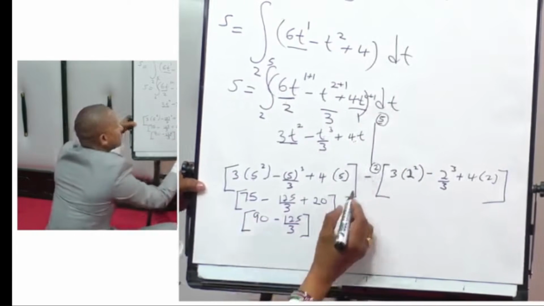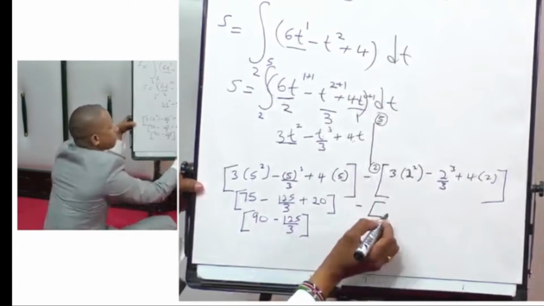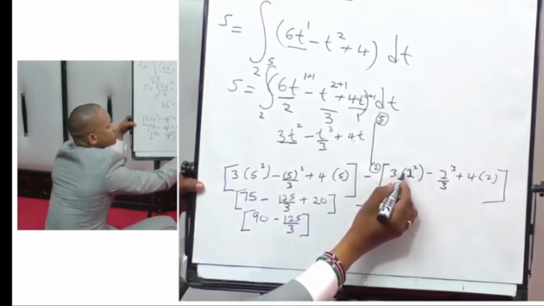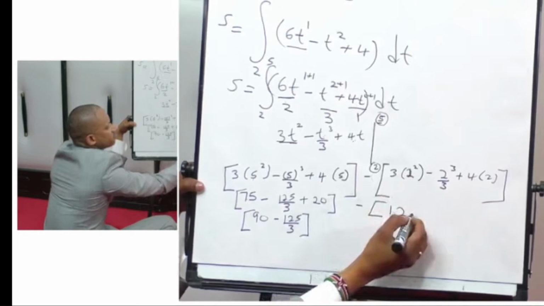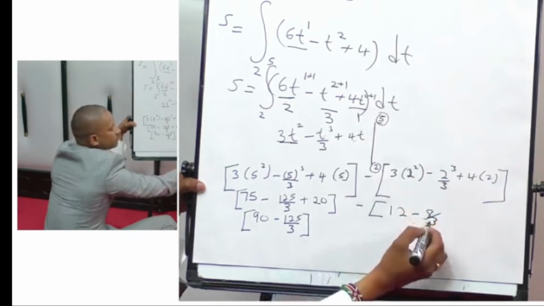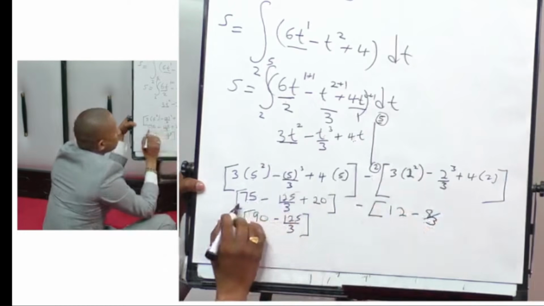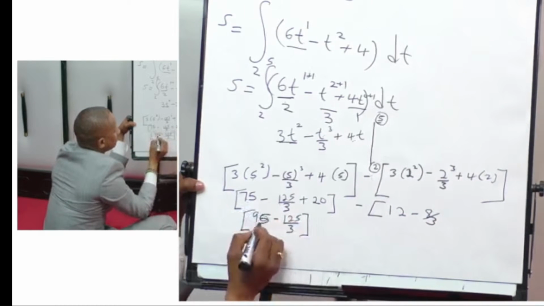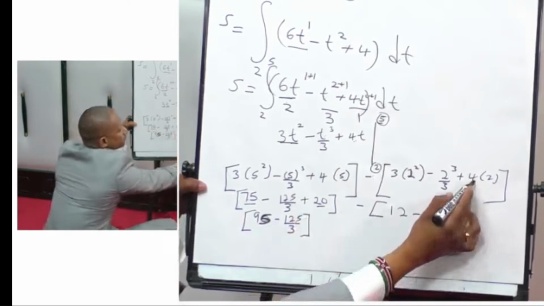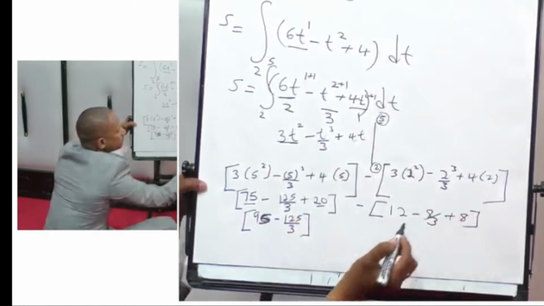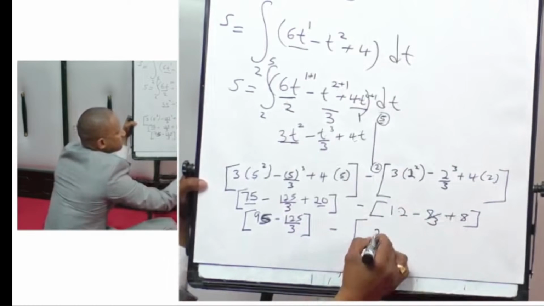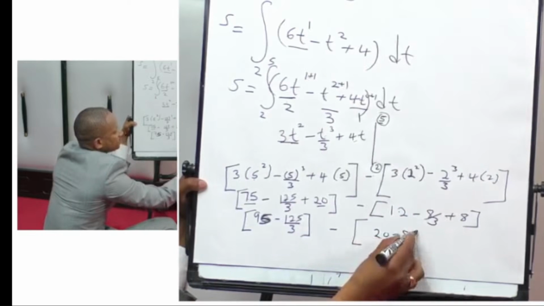Come this side, there's minus 2 squared, 2 squared is 4 times 3 is 12, minus 2 cubed is 8 over 3. Okay, this is 95 because it is 75 plus 20. Then plus 2 times 4 is 8. Now, when you come here, minus 12 plus 8 is 20, minus 8 over 3.